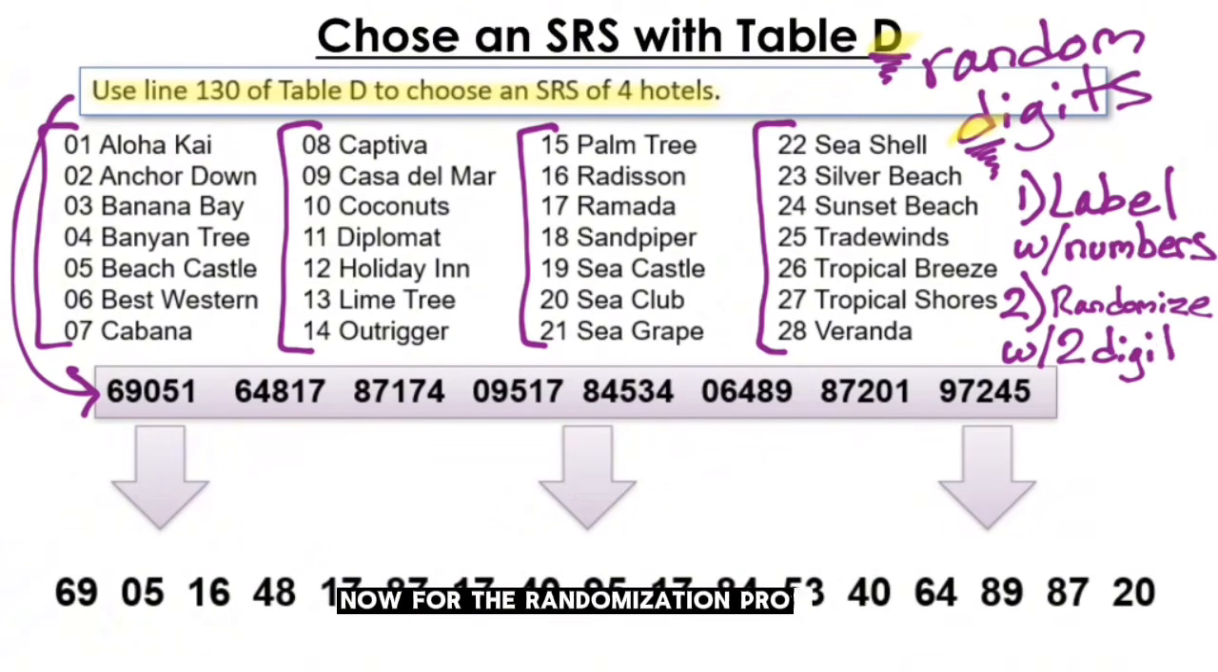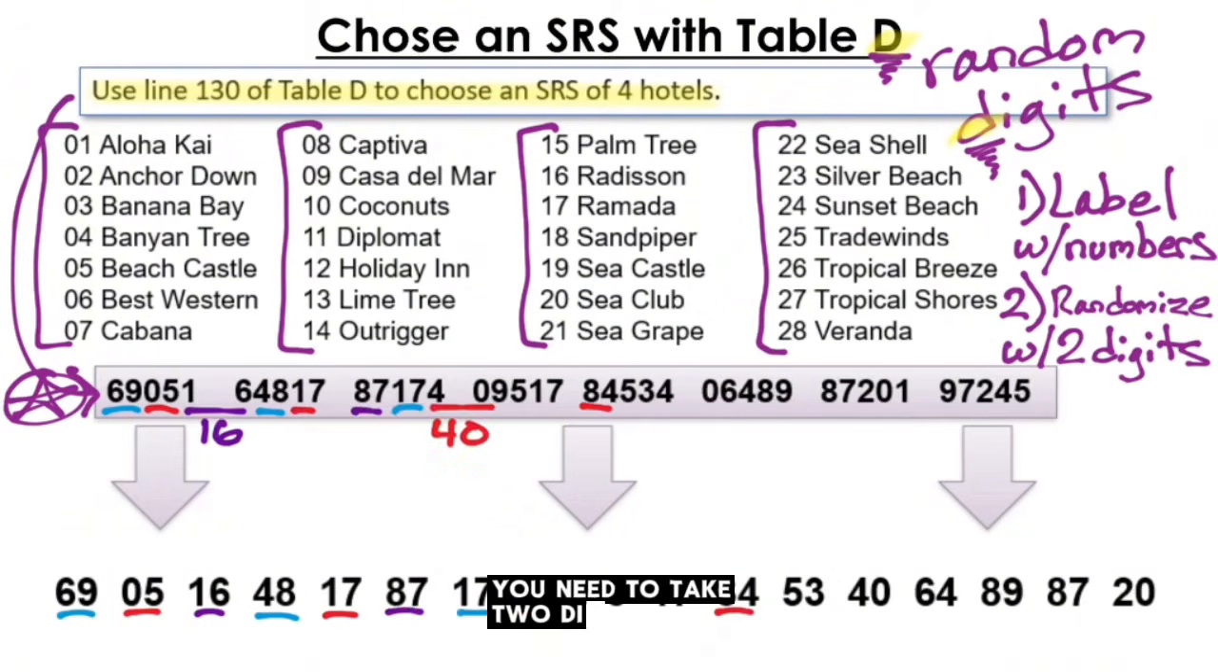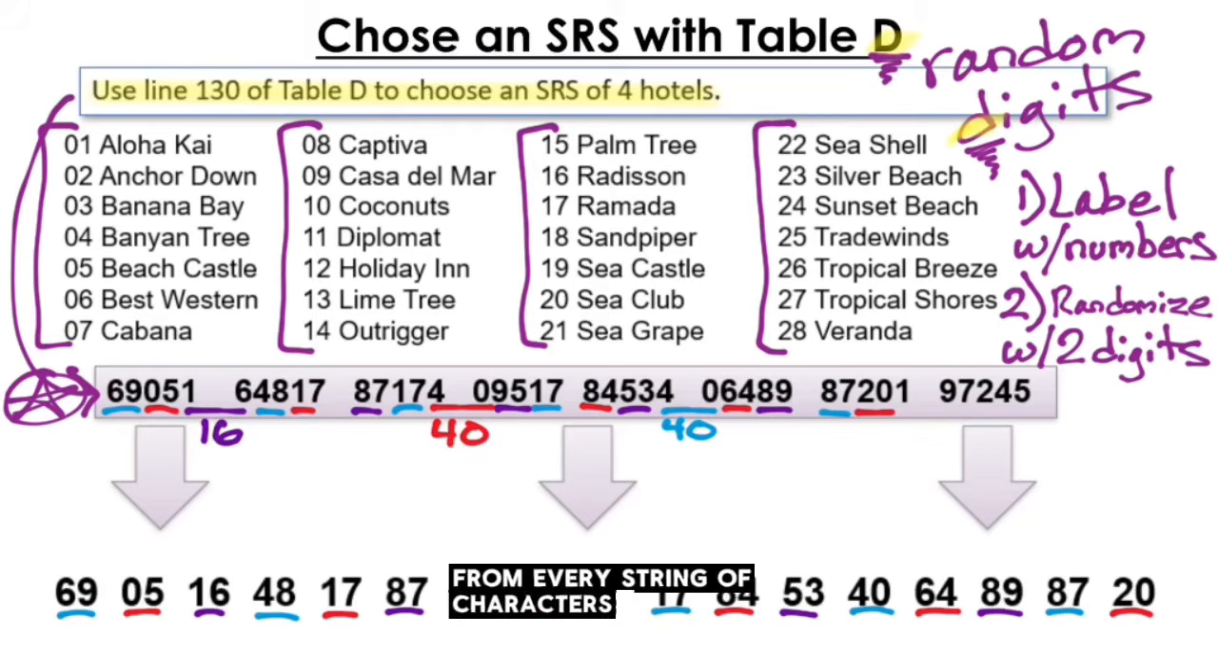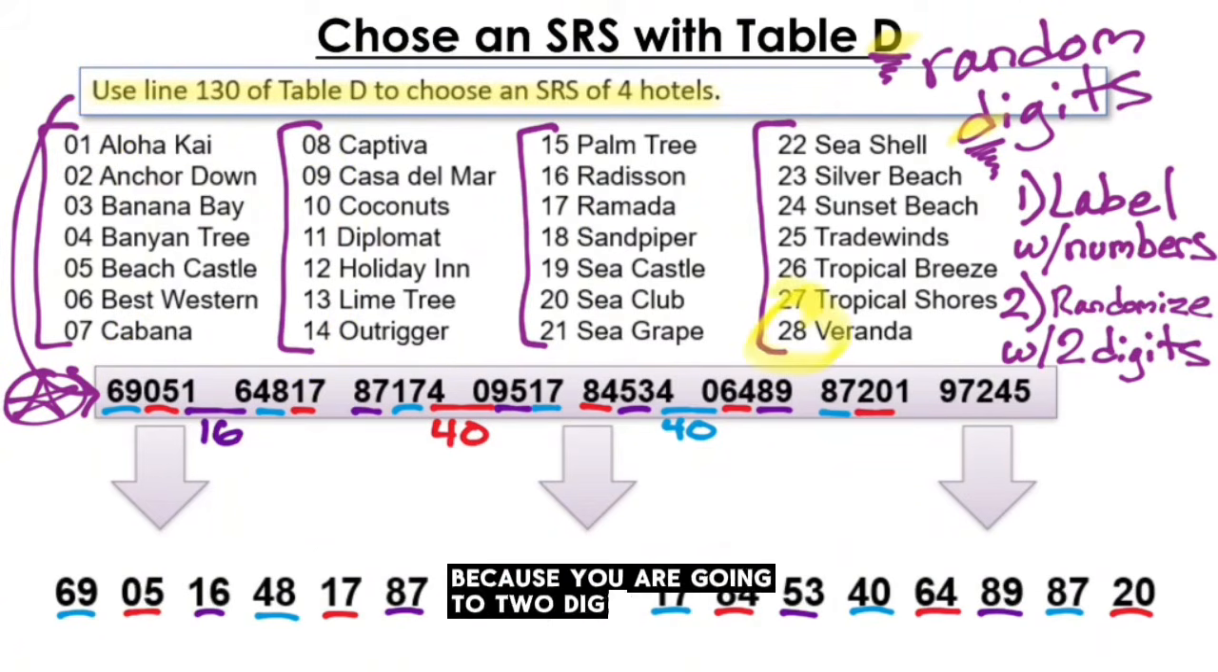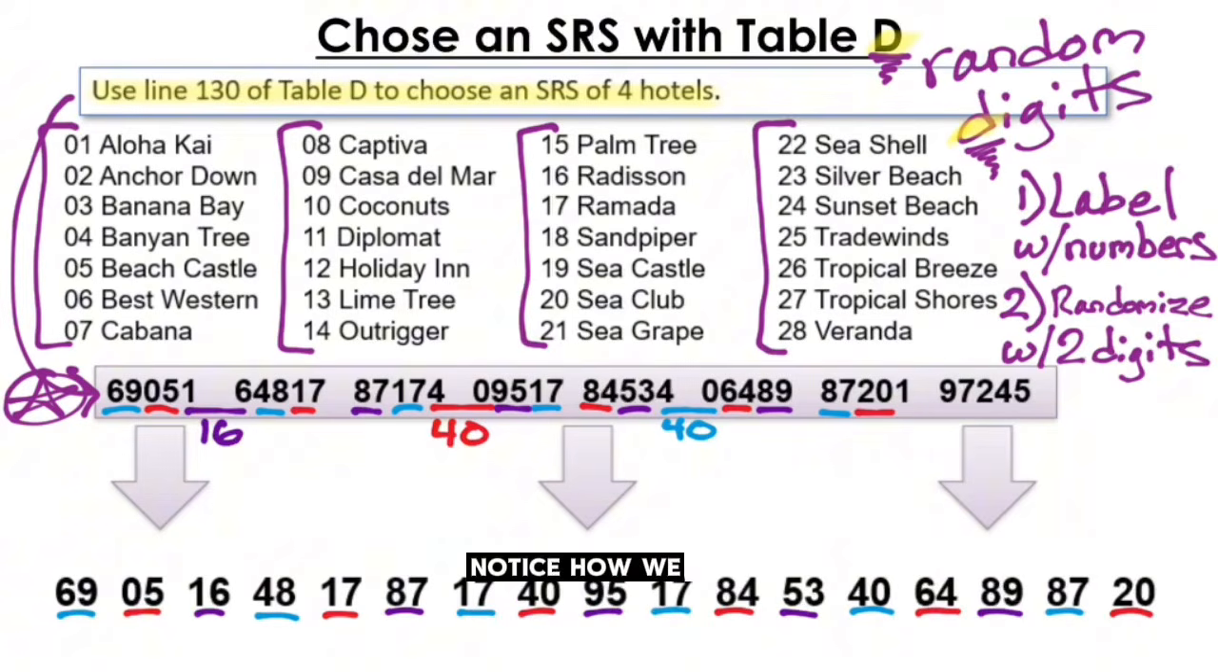Now for the randomization procedure, you need to take 2 digits from every string of characters in line 130 on Table D, and you just write them down as their own 2-digit string of characters. So I tried to color code everything for you, and we'll just start right over here with the first chunk of 5 numbers. Again, notice all of these numbers are 2 digits. Even though we have the numbers 1 through 9, you would list them as 01, because you are going to have 2-digit numbers like 28. Notice how we take the first 2 digits from line 130 of Table D, and we write those down as the first string of characters. So 69 creates the number 69.